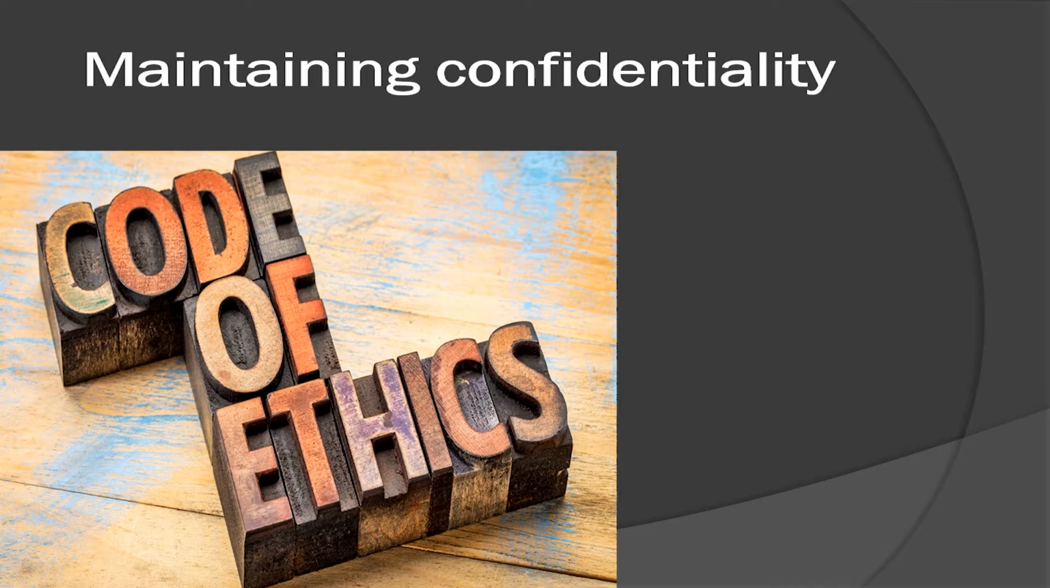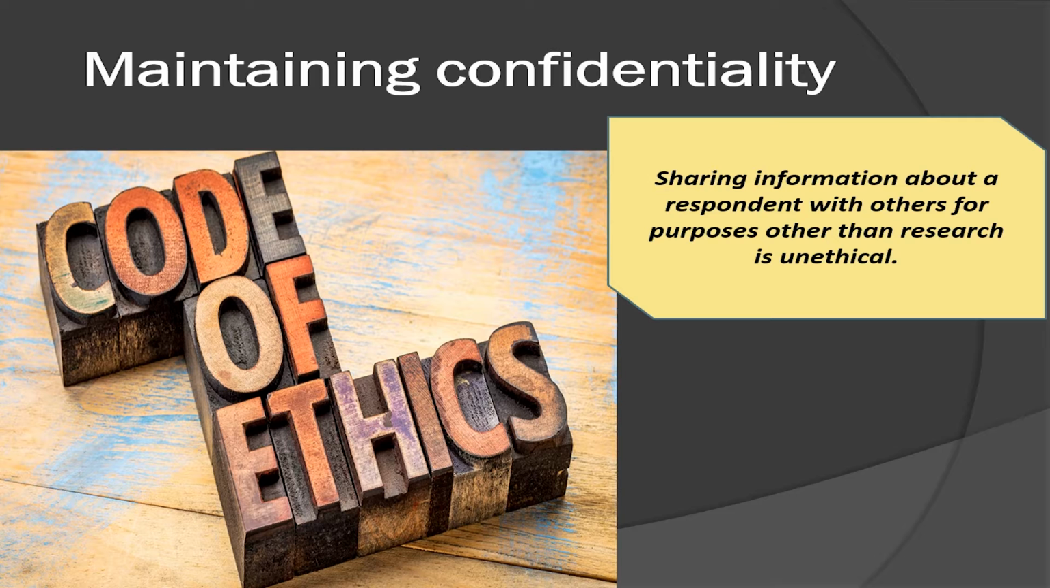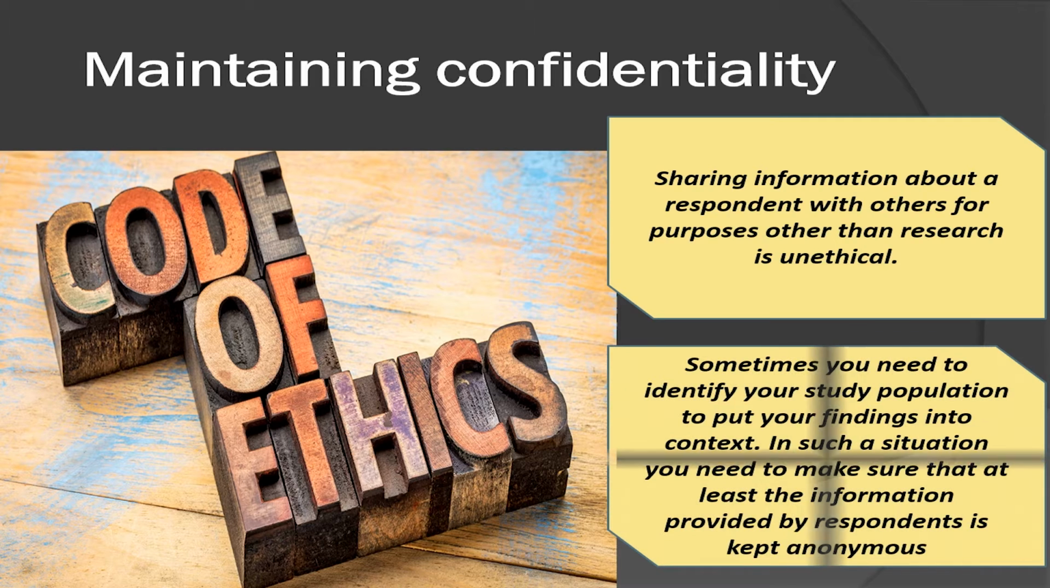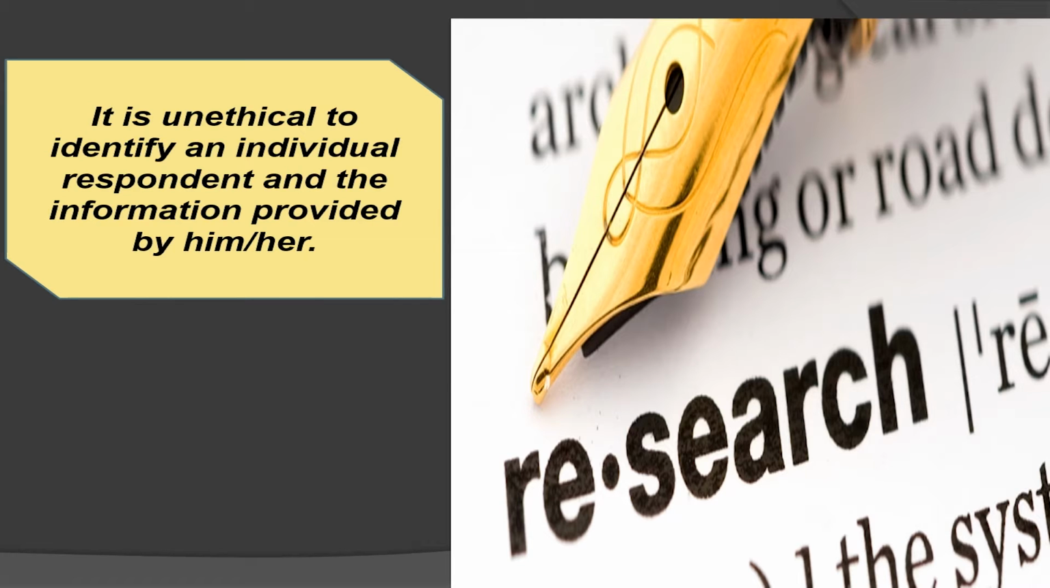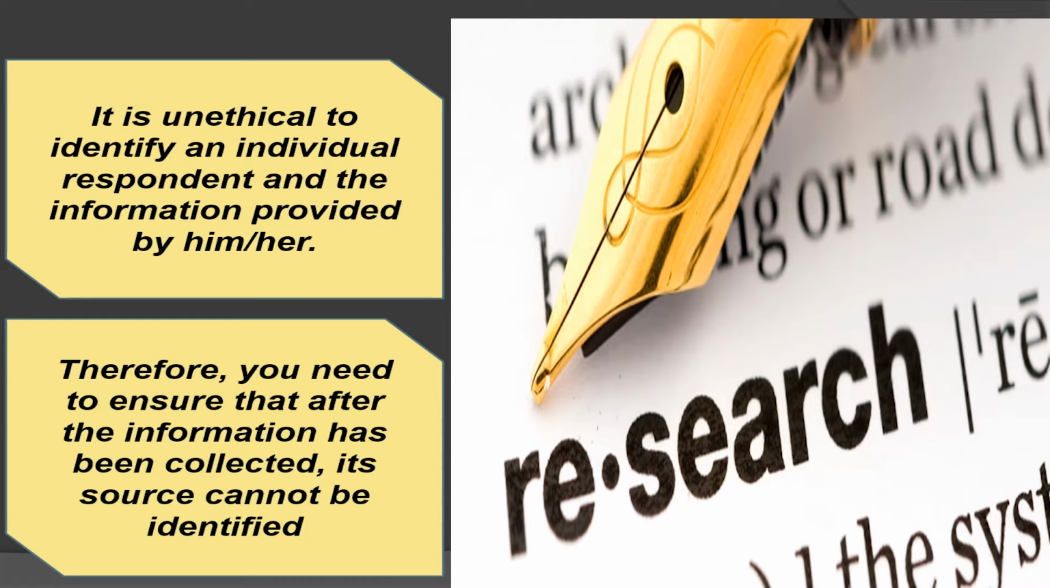The next is maintaining confidentiality. Sharing information about a respondent with others for purposes other than research is unethical. Sometimes you need to identify your study population to put your findings into the context. In such a situation, you need to make sure that at least the information provided by the respondents is kept anonymous. It is unethical to identify an individual respondent and the information provided by him or her. Therefore, you need to ensure that after the information has been collected, its source cannot be identified.